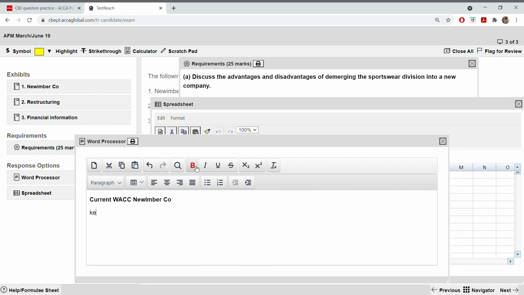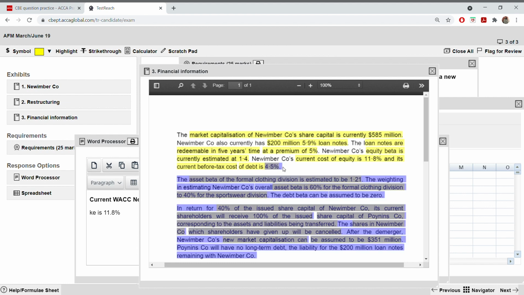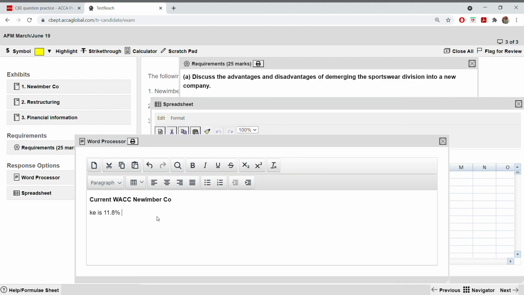So the cost of equity is, they have given you already 11.8%. I don't think I have to go and show you that, but still if you want, it is this 11.8%, and cost of debt 4.5%. Okay, keep the exhibit 3 in front of you because I will not be opening the exhibit each time and showing you the figure. And KD is 4.5%. This is before tax. Okay, now what is the next thing?